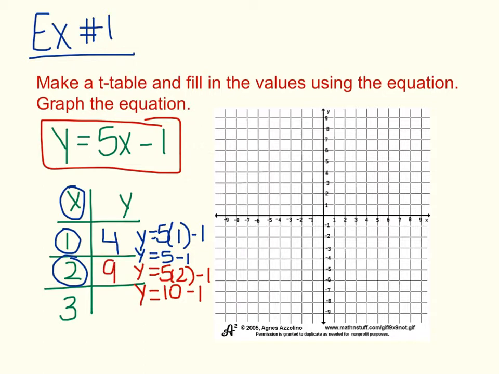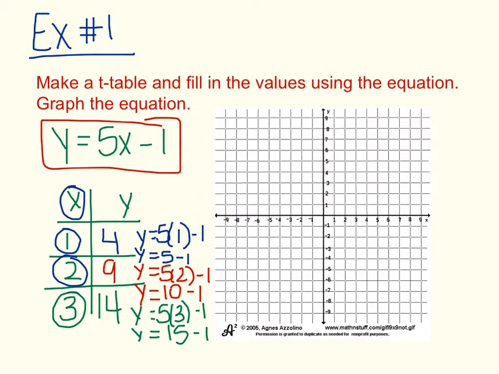And our last one, we plug in a 3 in place of x. So y equals 5 times 3 minus 1. So y equals 5 times 3 is 15, minus 1 is 14.